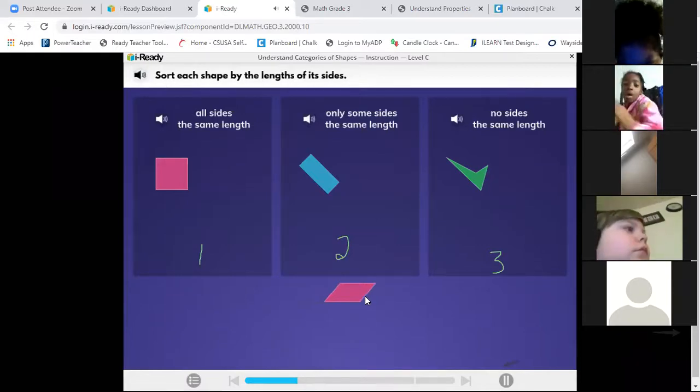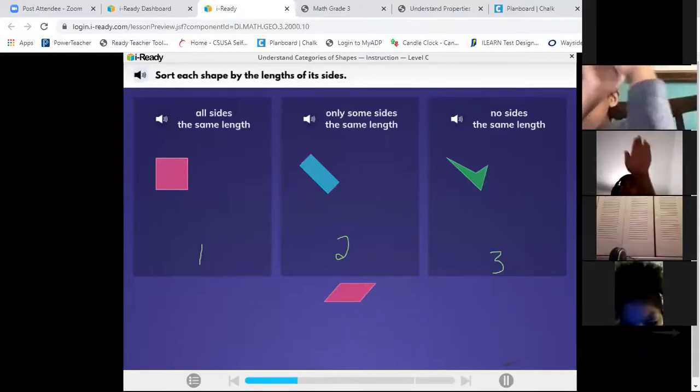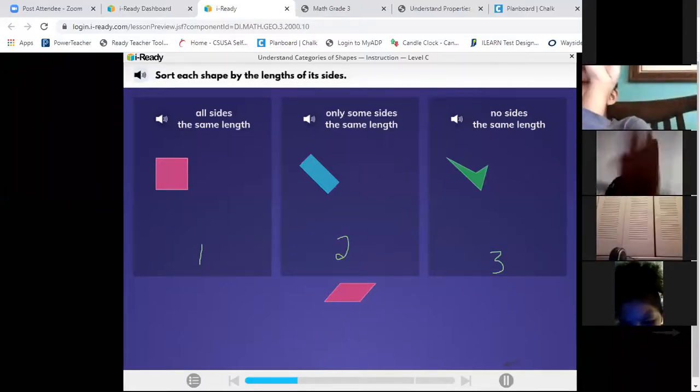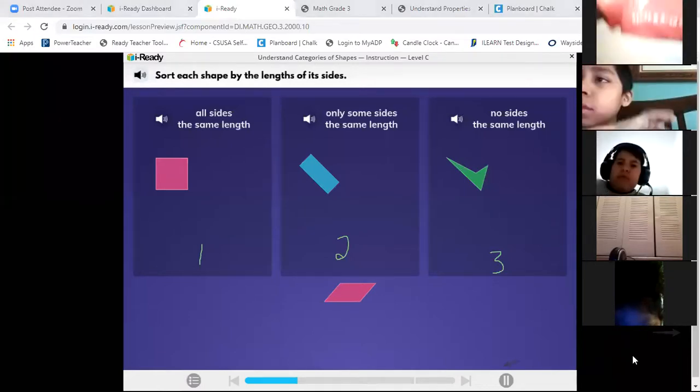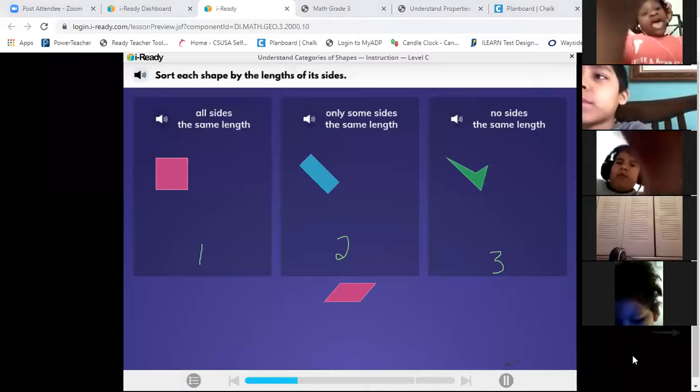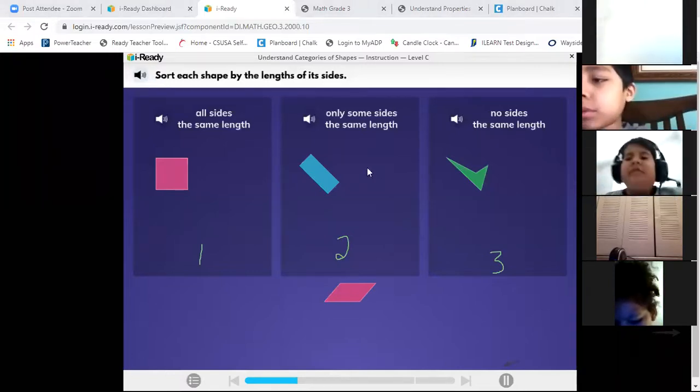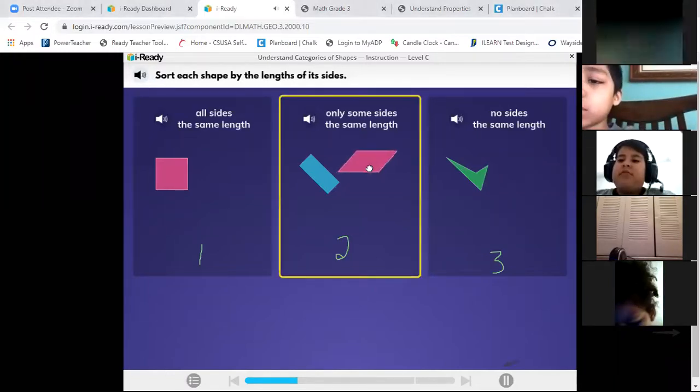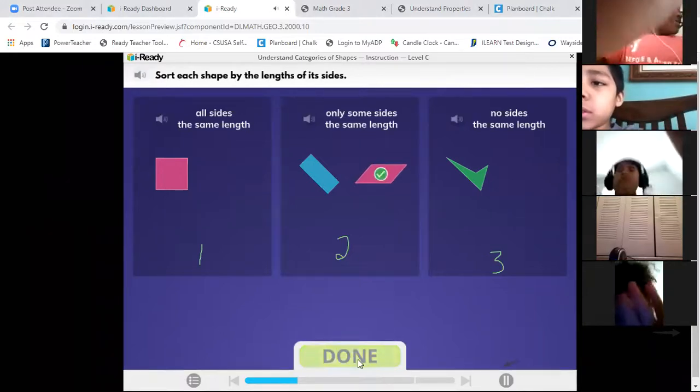All right, what about this quadrilateral? That's a parallelogram, as they call it. What about that one? Esteban. Number 2. Only some sides are the same length? All right. Let's check it out. Good job.